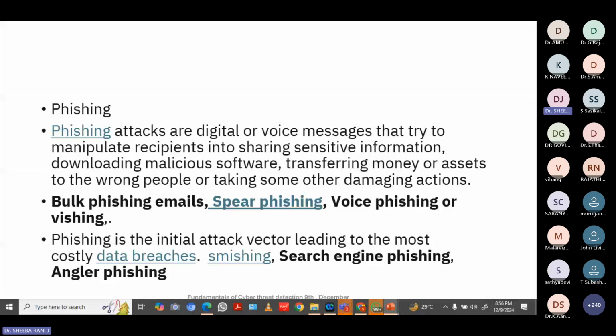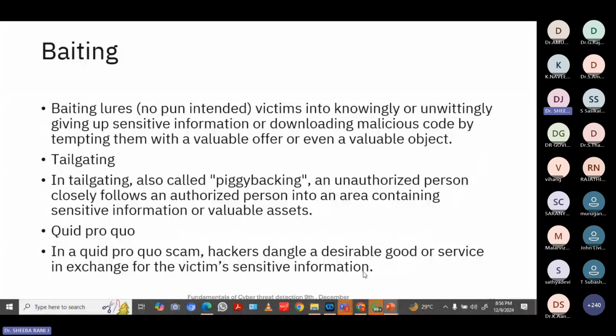In these social engineering attacks, people who are really working on cyber security and cyber threats keep making new names. So, baiting lures, no pun intended. This I have taken from an internet source. No pun intended means we use casual words which have a double meaning. It is called a pun, P-U-N. Baiting: victims knowingly or unwittingly give up sensitive information or download malicious code by being tempted with a valuable offer.